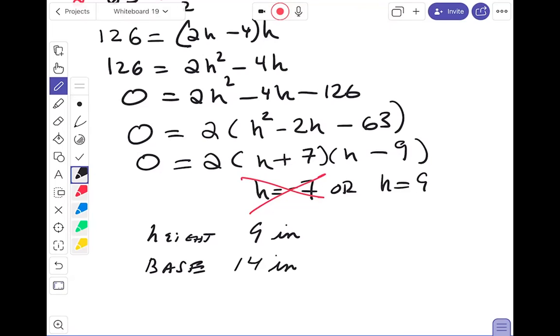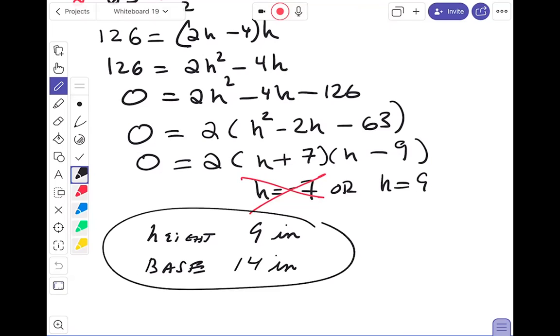All right, what was your question? Find the base and the height, and we did that. Let's look at the answer key. What do they say? The base is 14 inches, and the height is 9 inches.